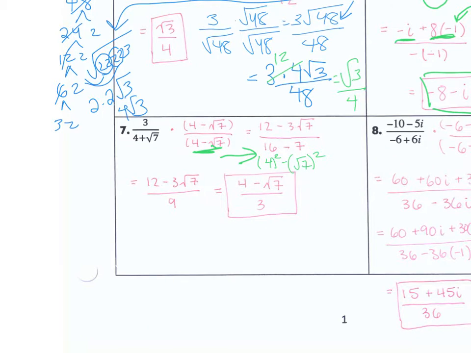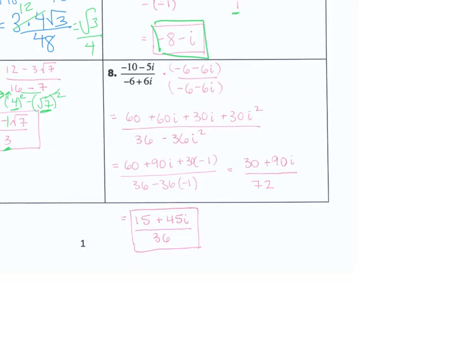For number 7, you have to multiply by the conjugate, so you would do 4 minus root 7 on top and bottom. Remember, for this denominator, you're going to have the first term, which is 4 squared, minus the second term squared, so you end up getting 16 minus 7 under the radical. So 16 minus 7 gets you 9. Then if all 3 terms are divisible by the same amount, which they are, 3, you get 4 minus 1 root 7 over 3. You don't need to write the 1.